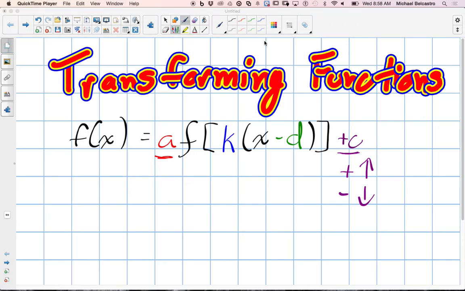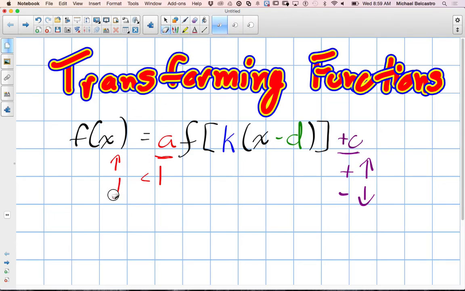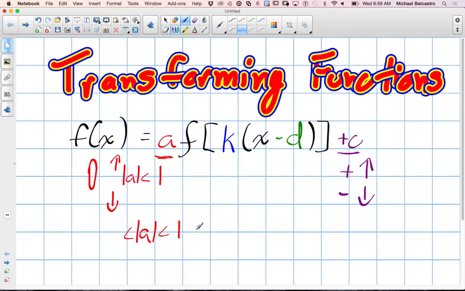The same idea is with a. If a is greater than 1, we have a vertical stretch. So it's supposed to get thinner if it's a parabola. But it's being pulled upwards and downwards. Think of it like an elastic band being pulled from the top and the bottom, so it gets thinner and thinner. And if the absolute value of a is less than 1 and greater than 0, it's vertical, not horizontal, so I shouldn't have the arrows that way.